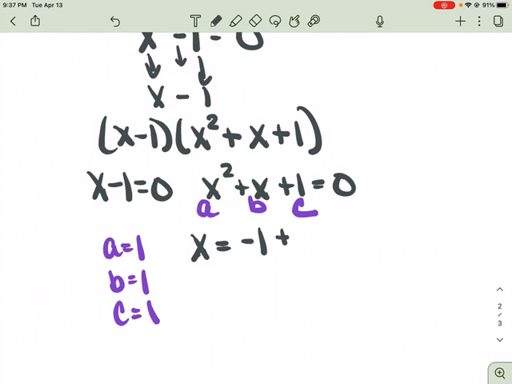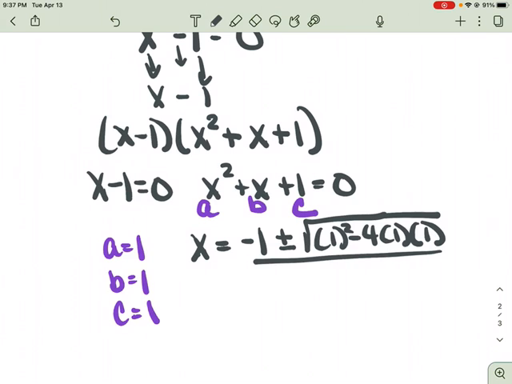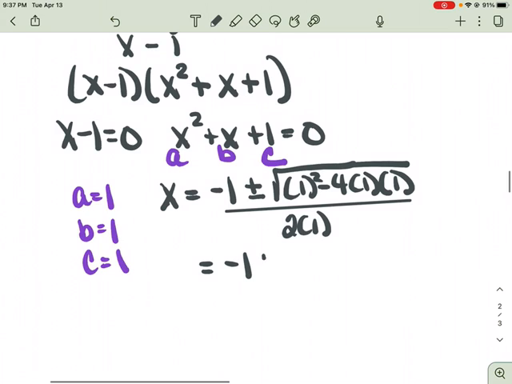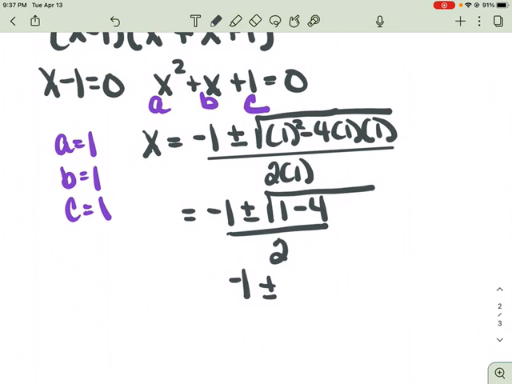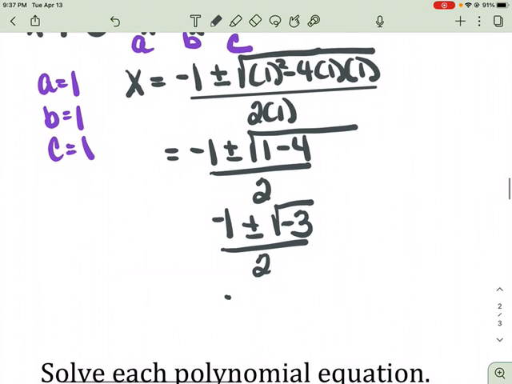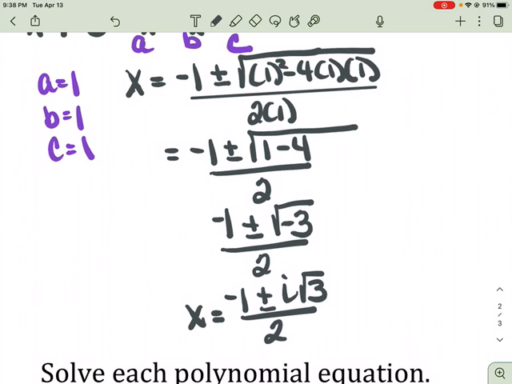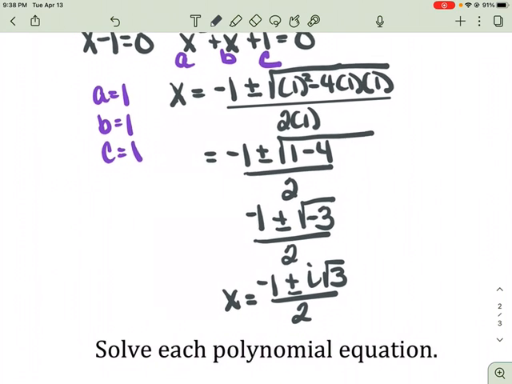Okay, so we're going to go opposite of 1, plus or minus the square root of 1 squared minus 4, A is 1, C is 1, all over 2 times A, which is 1. So negative 1 plus or minus the square root of 1 minus 4 all over 2. Negative 1 plus or minus the square root of negative 3 all over 2. So negative 1 plus or minus i square root of 3 over 2. Okay, so there's 2 of our answers, because remember, plus and minus means there's 2 of them there.